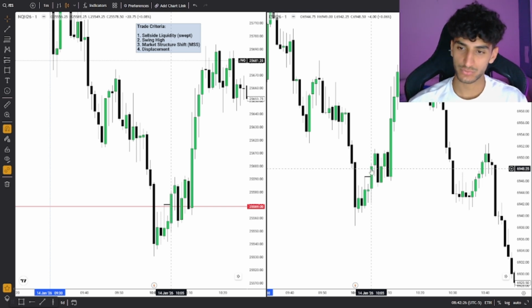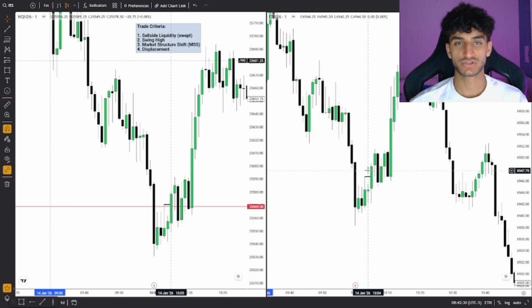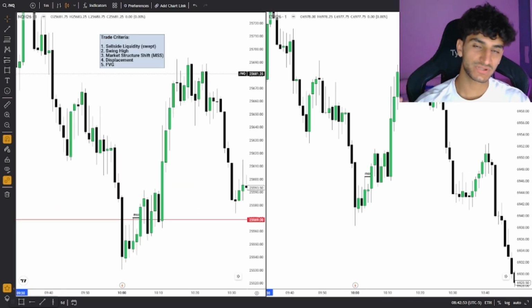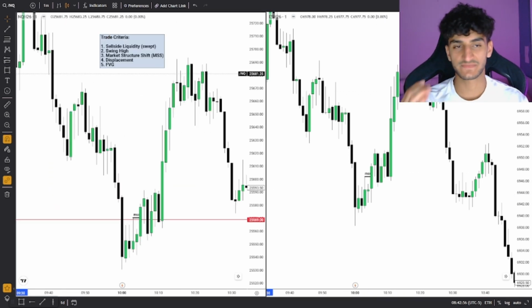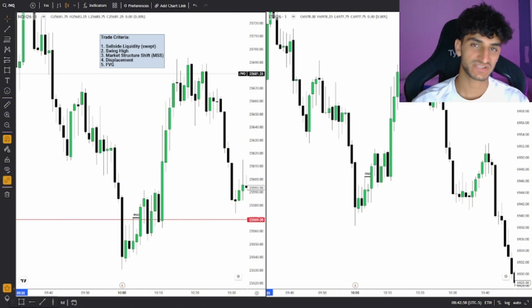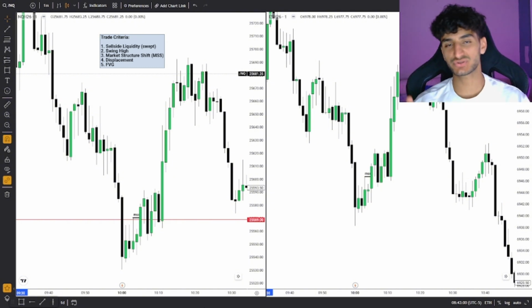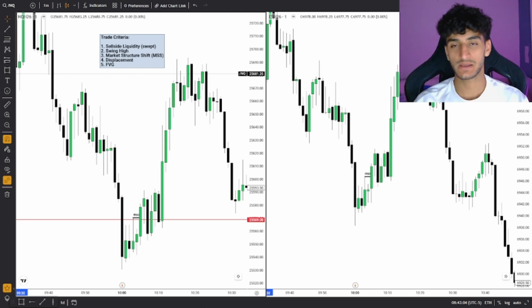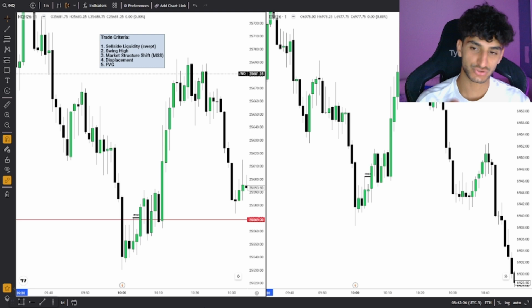So this is also called a market structure shift and a displacement on S&P 500. So far, again, so good, since both assets are correlating. Now, coming into step number 5, this step is the fair value gap to be created, and I want to see that fair value gap because a retracement into that fair value gap is going to be our entry. Now, for this step right here, I do not have to see both assets actually doing the same thing.